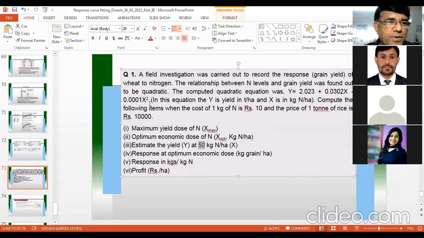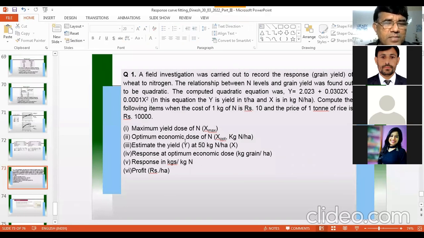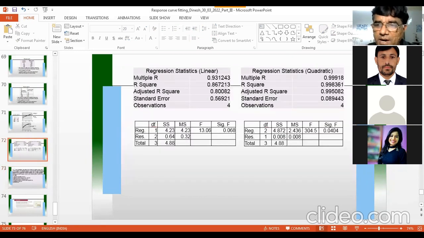In place of x square also, remember, it will become 50 square. 50 into 50 you can write. And then the response at optimum. I taught you already all this, so you can use that to learn it. Any other question? Any other question in any part?